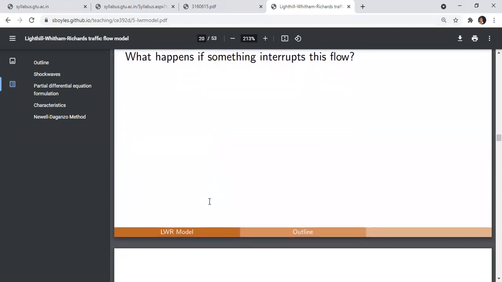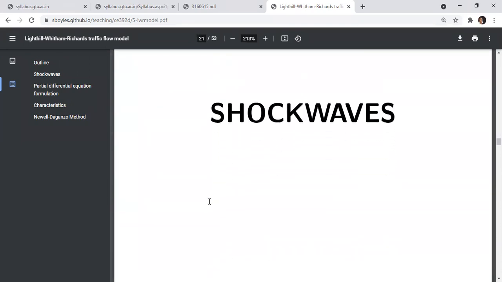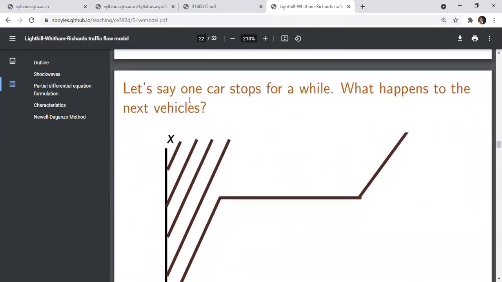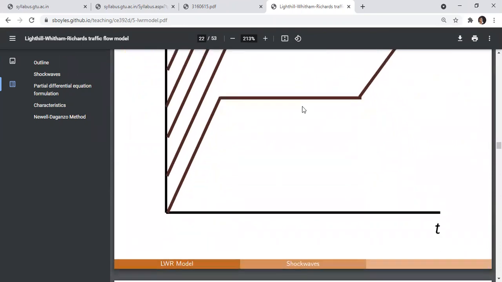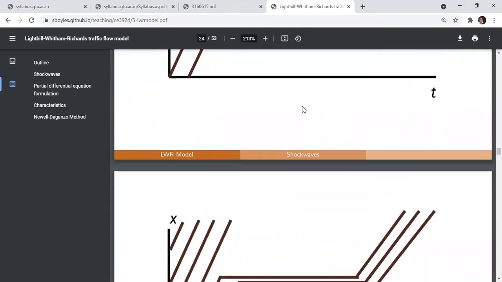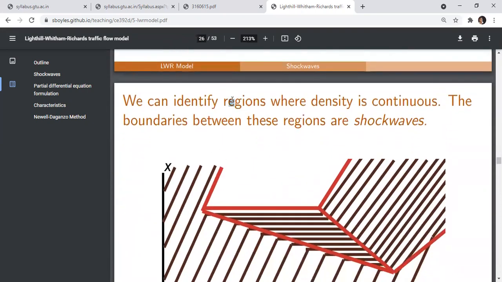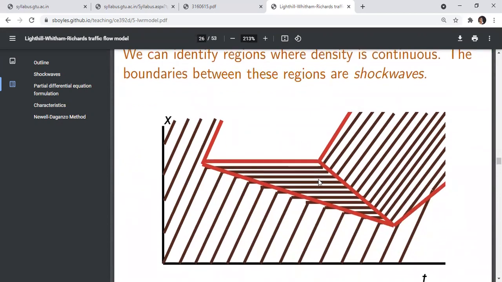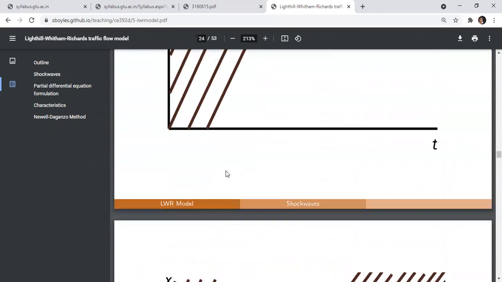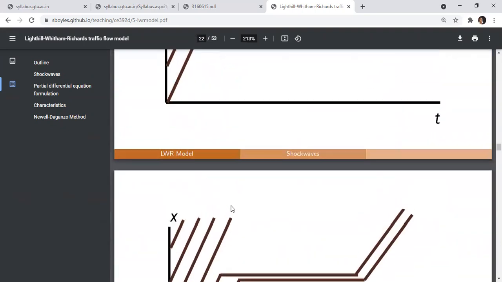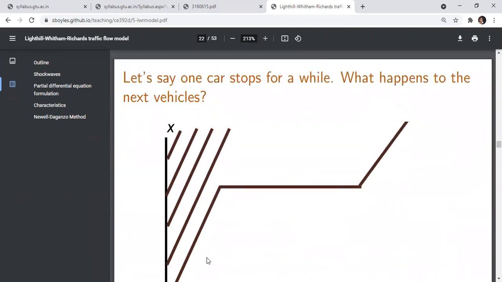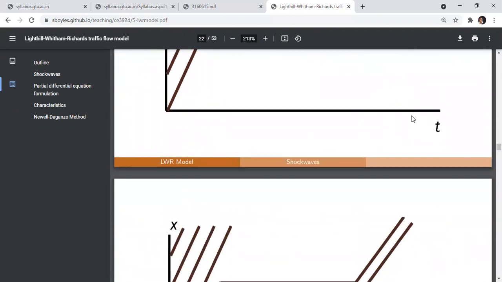What happens if something interrupts the flow? So this is a shock wave. Let's say one car stops for a while. What happens to the next vehicle? We can identify regions where the density is continuous. The boundaries between these regions are the shock waves. Let's assume that the first car is stopped, and what happens to the next vehicle?